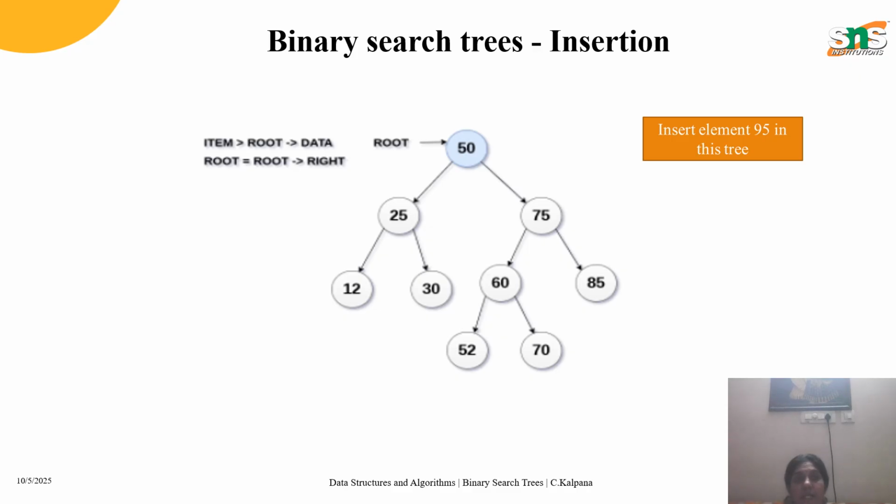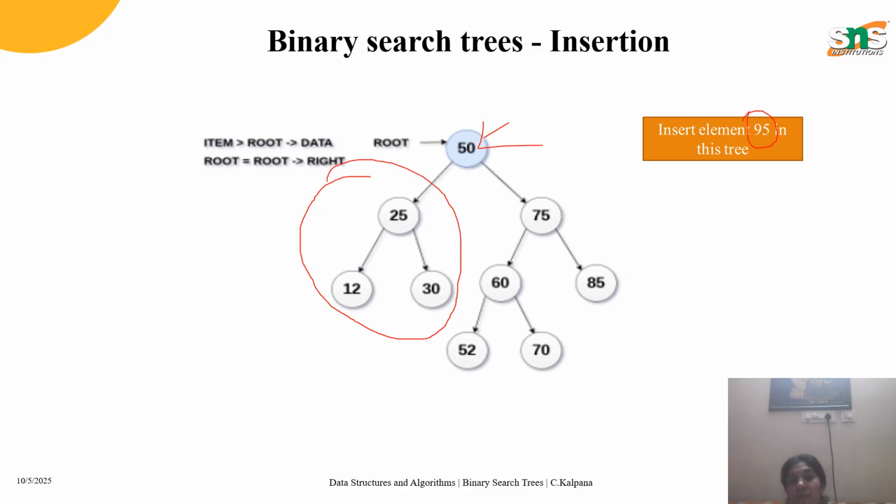Now we'll see how insertion happens in a binary search tree. My root node is 50. I want to insert the number 95 into this binary search tree. So how can I perform this insertion? Just remember the principle of the binary search tree.